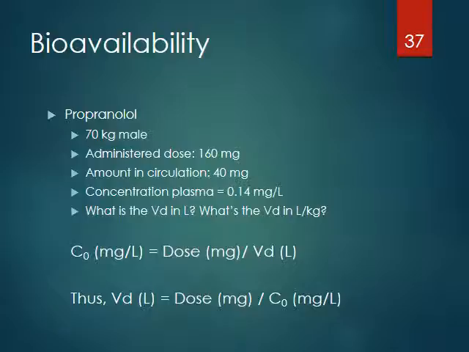Well, again, going back to our equation that we've seen in previous units, we know that our C0, or our initial concentration, which in this case would be measured as milligrams per liter, is going to equal the dose that we give, our D in milligrams, over our volume of distribution in liters. So if you rearrange that, you would see that volume of distribution in liters is going to be equal to the dose that we administered over our C0.